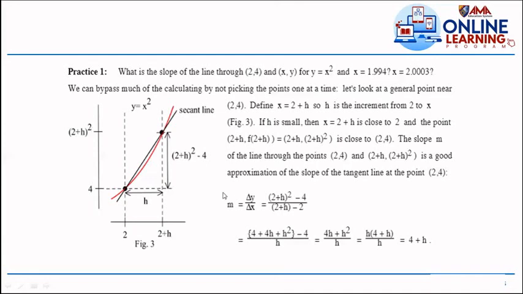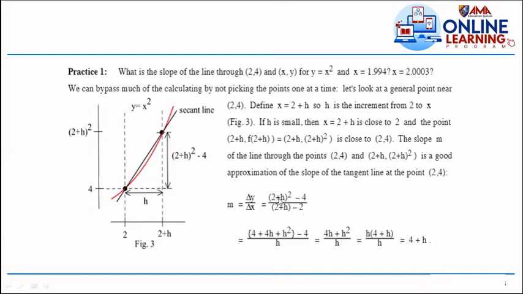Sabi dito, m is equal to delta y all over delta x. This is equal to 2 plus h, and then squared, this is y2 minus y1. Then sunod, x2, okay, minus x1. So 2 plus h, and then minus 2.